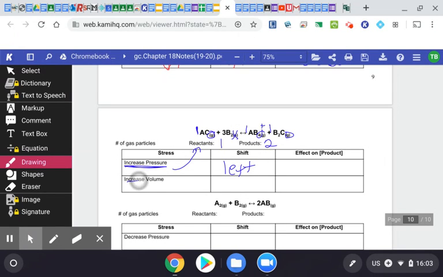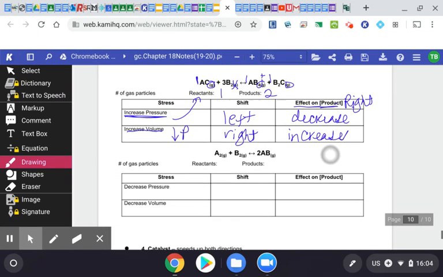Whenever you see volume, it does the opposite to pressure. So it means it is decreasing pressure. A decrease in pressure is going to favor the side with more gas particles. We have more gas particles on the right-hand side of the reaction. Products. So what is our effect on product concentration? Products are on the right-hand side of the reaction. Anytime we go to the right, then it's going to be an increase in concentration. Anytime we go to the left, we're moving away from it, so it's going to be a decrease in concentration.